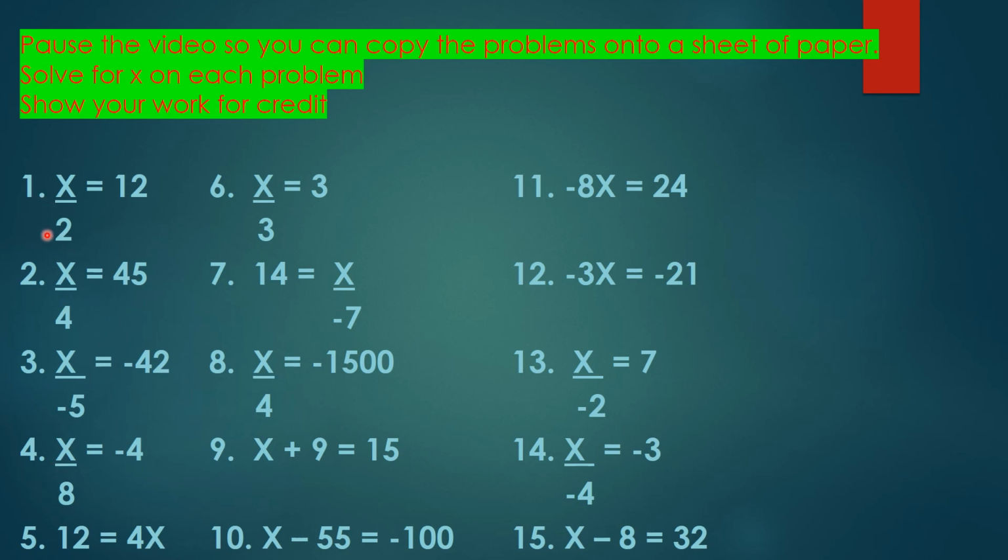Problem number 5, we've got 12 equals 4x. So remember, 4x means 4 times x. You need to divide both sides by 4. Problem number 9, for example, that's x plus 9. So the opposite of plus 9 is minus 9 on both sides.